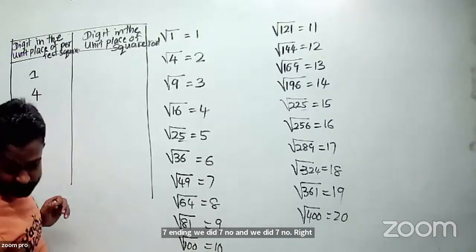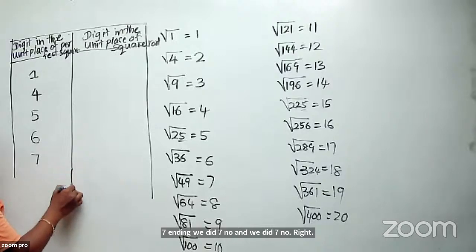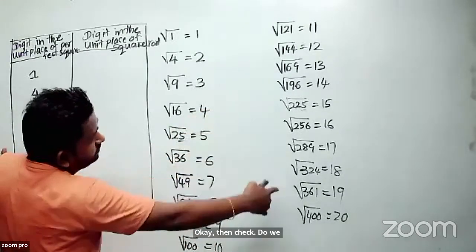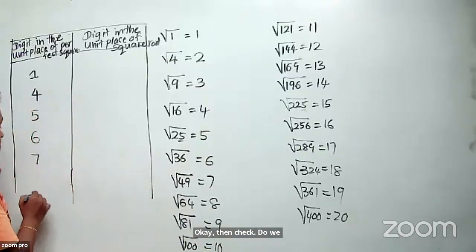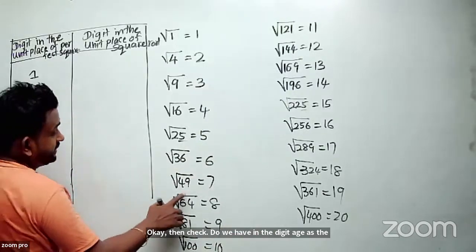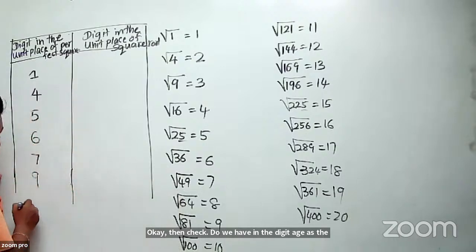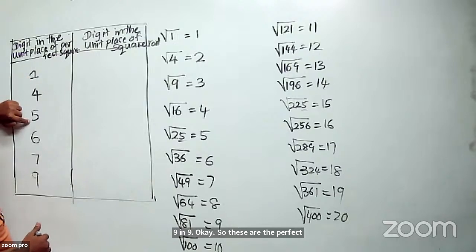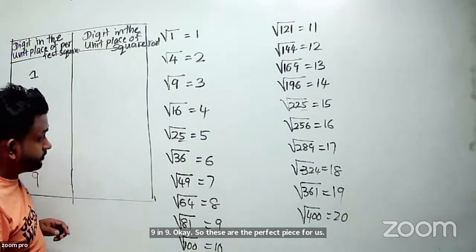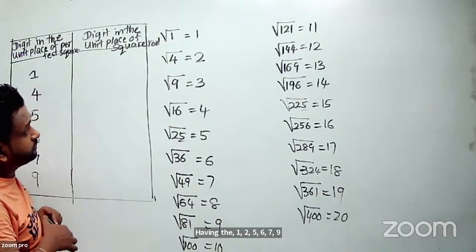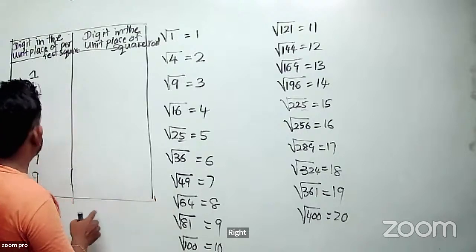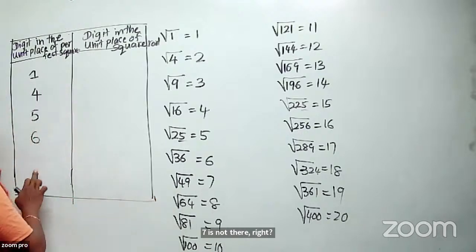Then check ending digit 8. Do we have ending digit 8 as a perfect square? No. So 9, yes, we do have. Here 9, ending 9. So these are the perfect squares having the end digits 1, 4, 5, 6, 9. 7 is not there, right? Yes, 7 is not there. 6 and 9.